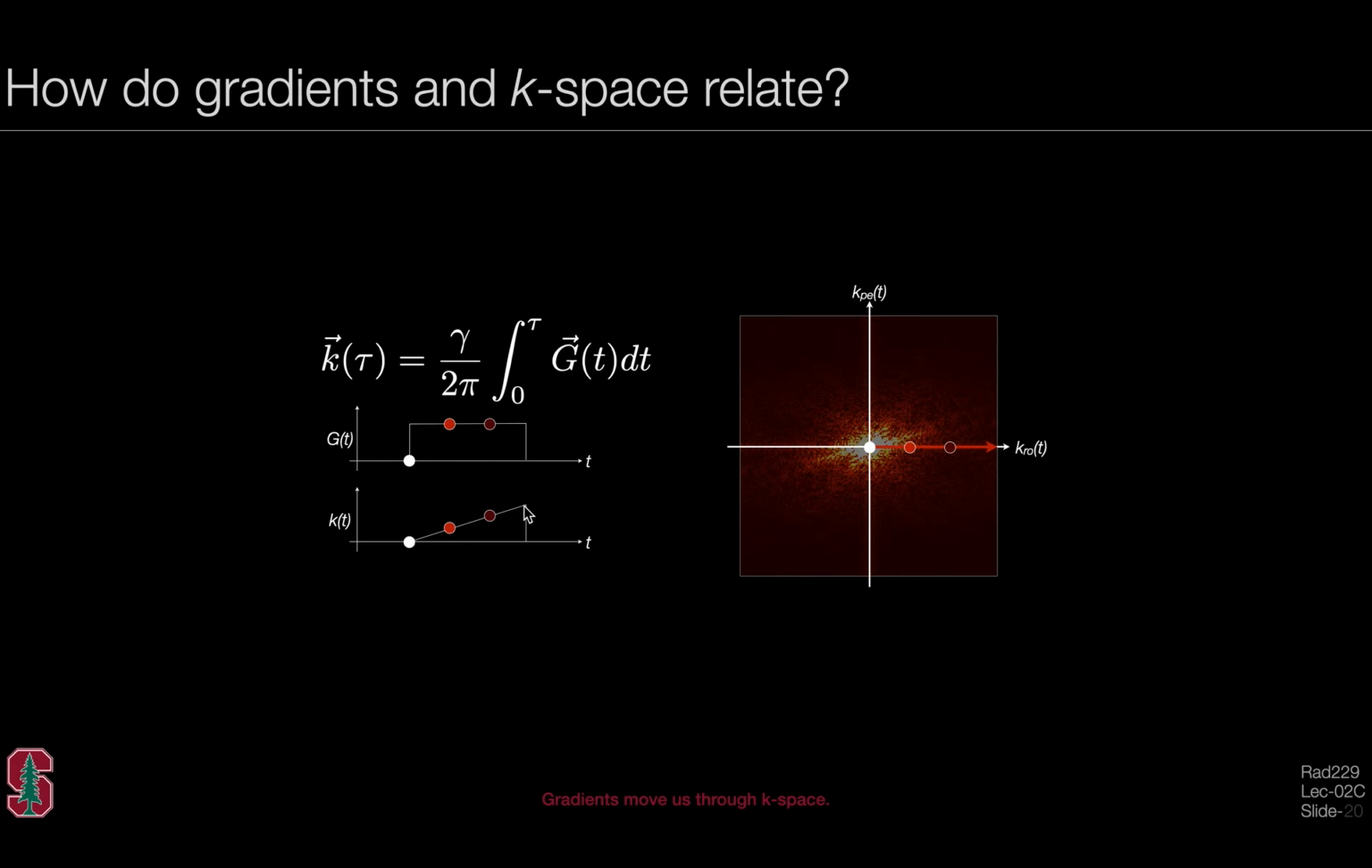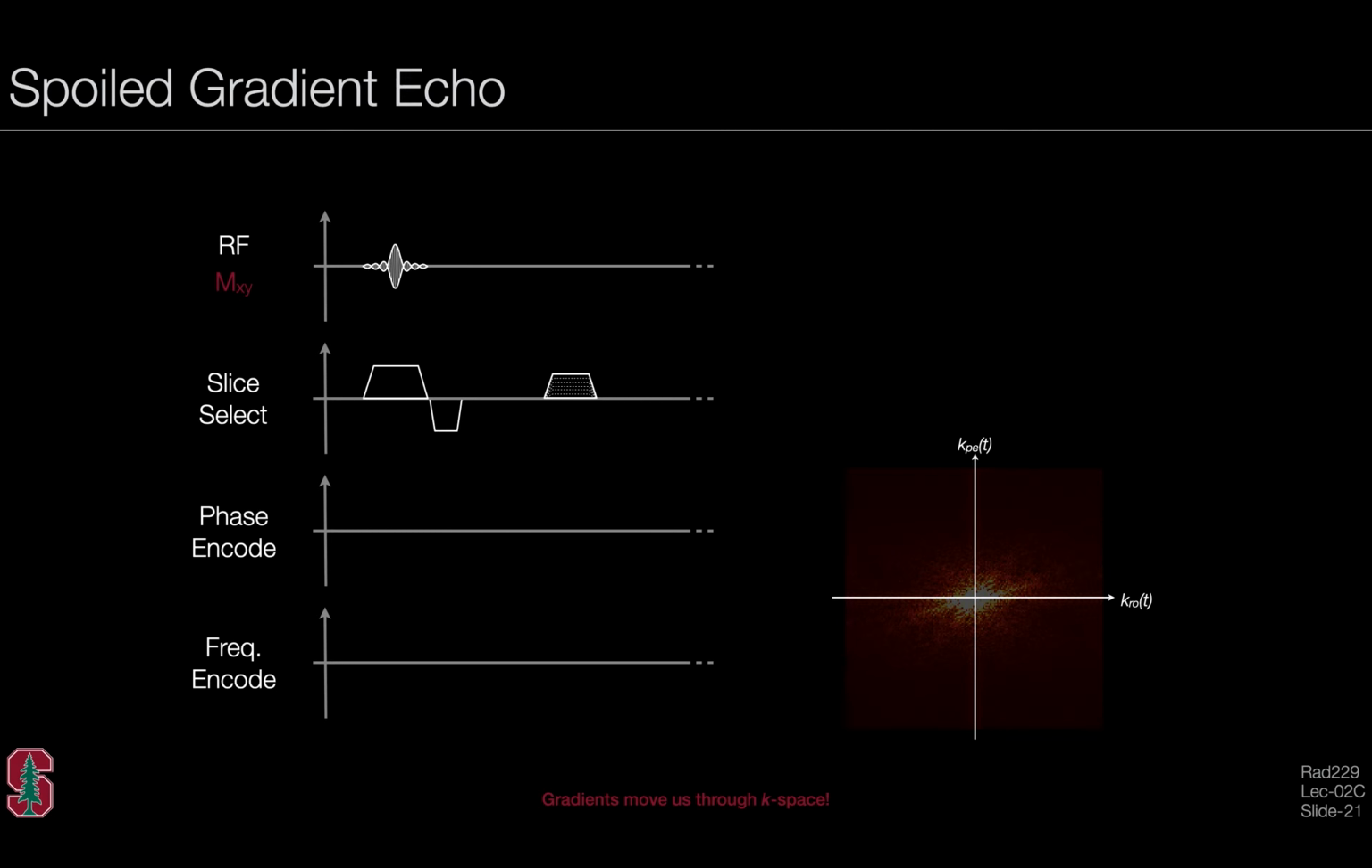And as the k-space amplitude is increasing, we're getting out to higher and higher spatial frequencies, encoding higher and higher spatial frequency information of the underlying object. So let's look at this in the context of an actual pulse sequence. Here, the spoiled gradient echo sequence.